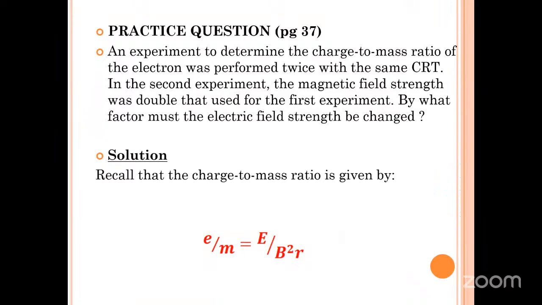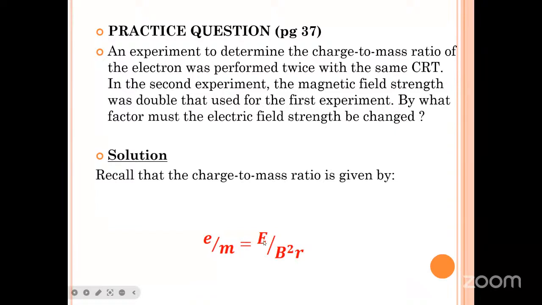Now, let me give you an example. Let's say the first magnetic field strength was 6. So if you want to put it here, you put 6 squared. If the magnetic field strength is now doubled, that is 2 times 6, that is 12. What you put here is 12 squared. You get it? So that's it. So they are now asking us, by what factor must you change the electric field? Because once you change this, there will be deflection in that ray. If you want it to go straight, you must also change the electric field strength appropriately.